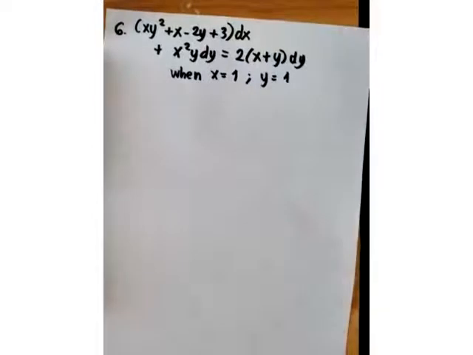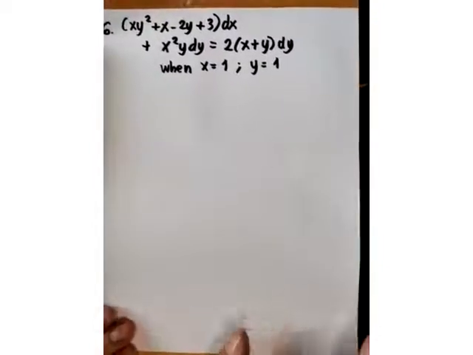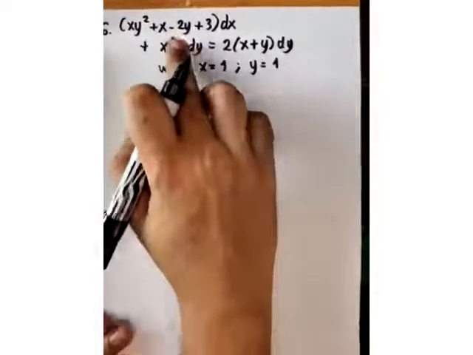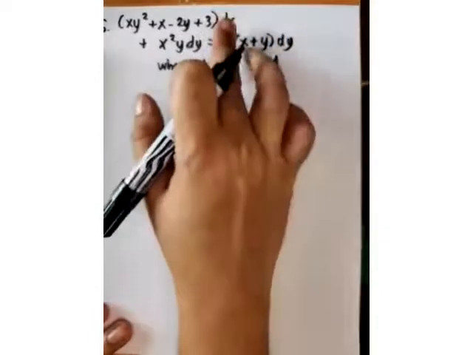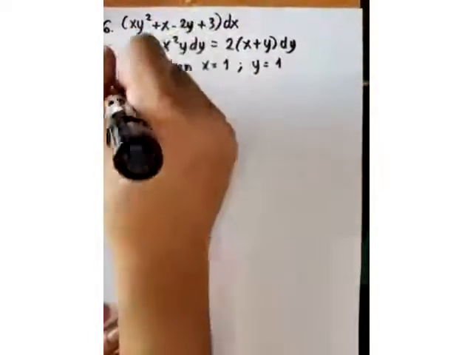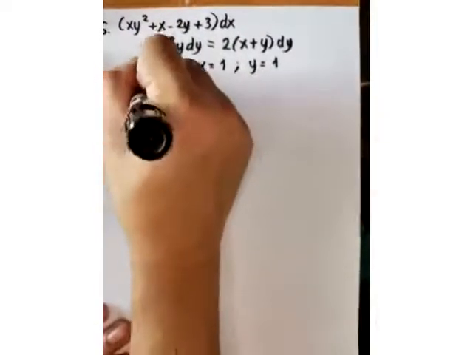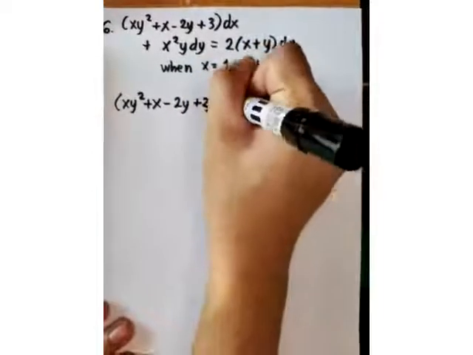Okay, so we are given this differential equation. Ayan. We're given that. Okay, class, tingnan ninyo. It's not yet in the standard form. Okay? So, ang gagawin is convert mo muna natin siya sa standard form. Standard form, dapat magkakasama lahat ng may dx at saka may dy. So, wala tayong problema sa dx. So, xy squared plus x minus 2y plus 3 dx.